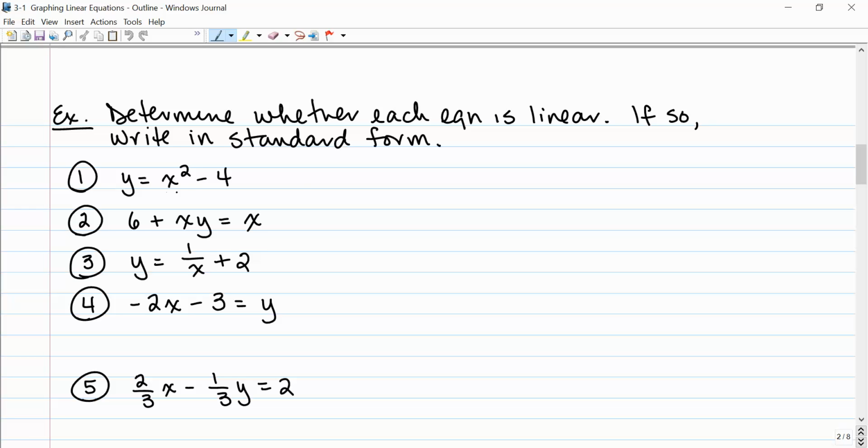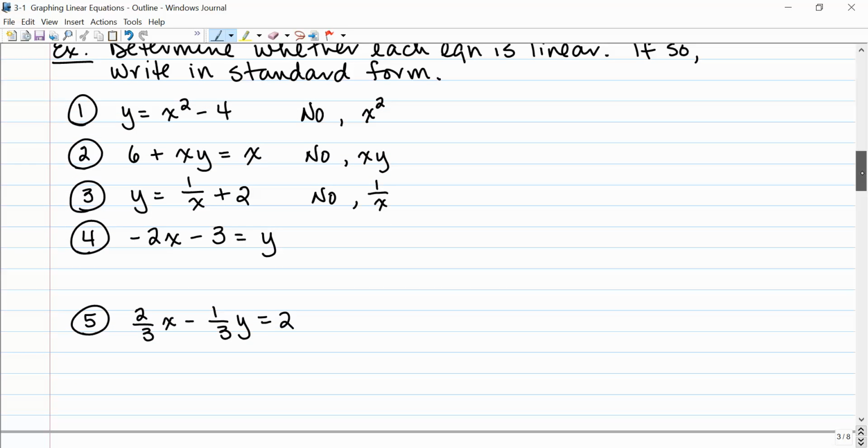Our first equation is y equals x squared minus 4. So no, this is not linear because it has a variable squared. It has an x squared in it. Our second equation is 6 plus xy equals x. And no, this is not linear either because notice right here we have an x times a y. And remember that you cannot have two variables multiplied together. Example number 3, y equals 1 over x plus 2. This is not linear either because notice x is in the denominator, and you cannot have a variable in the denominator of a fraction. Number 4, negative 2x minus 3 equals y.